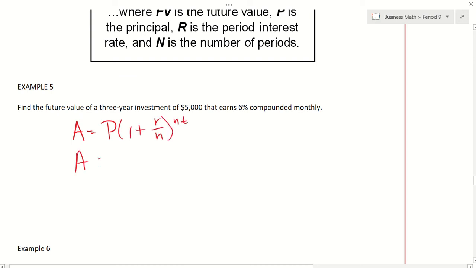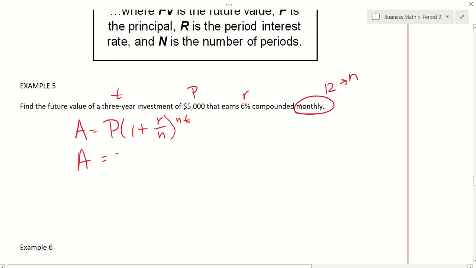How does this work? Principal, what is our principal? Right here. Principal. What is our rate? Right there. What is our time? Right there. How many times is it compounded? Monthly. How many months are there in a year? 12. So that is our N, number of periods. So it's 5,000, 1 plus 0.06 over 12 to the 12 times 3.